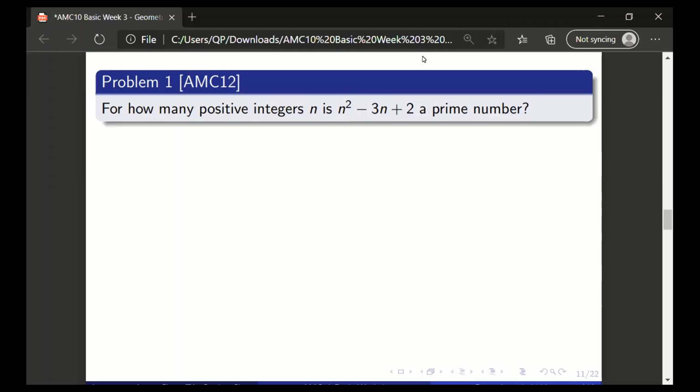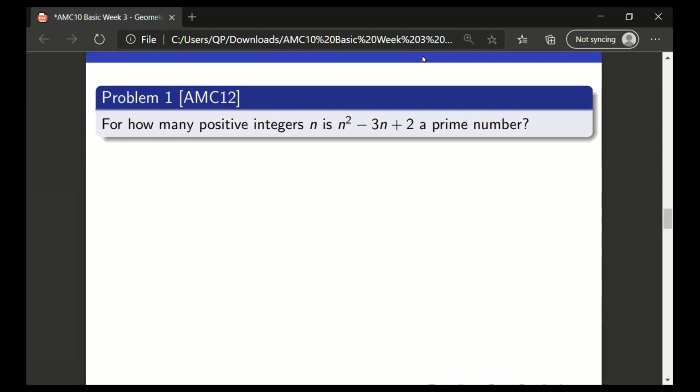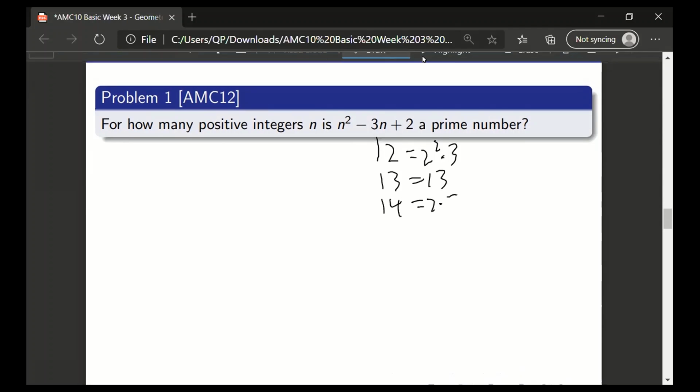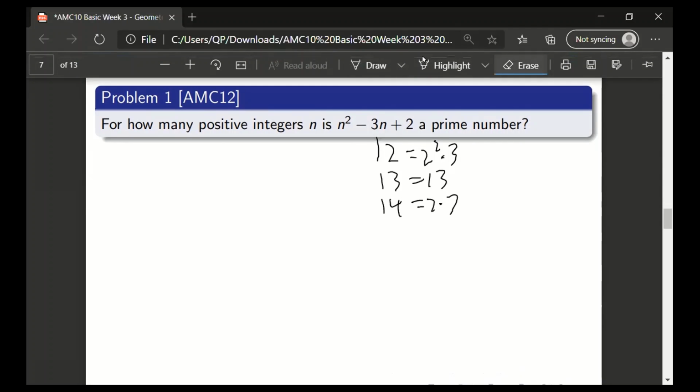And the prime factorization of a number is the unique factorization of a number into the product of powers of primes. So like the prime factorization of 12 equals 2 squared times 3, 13 is just 13, 14 is 2 times 7. And that's basically what a prime factorization is. All right, so now you can try to do this problem.